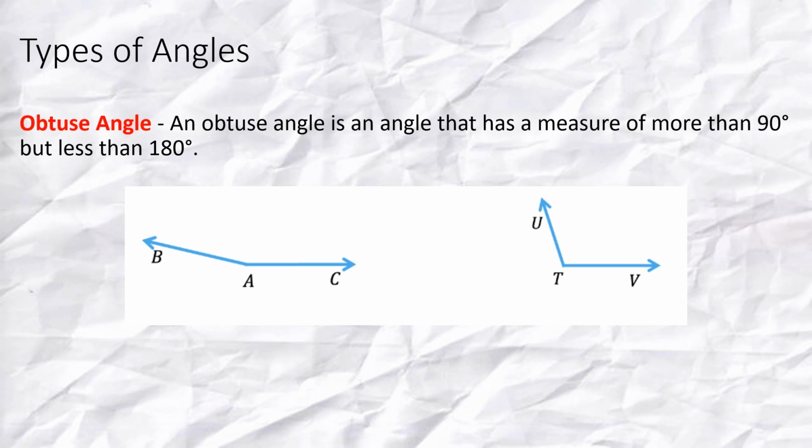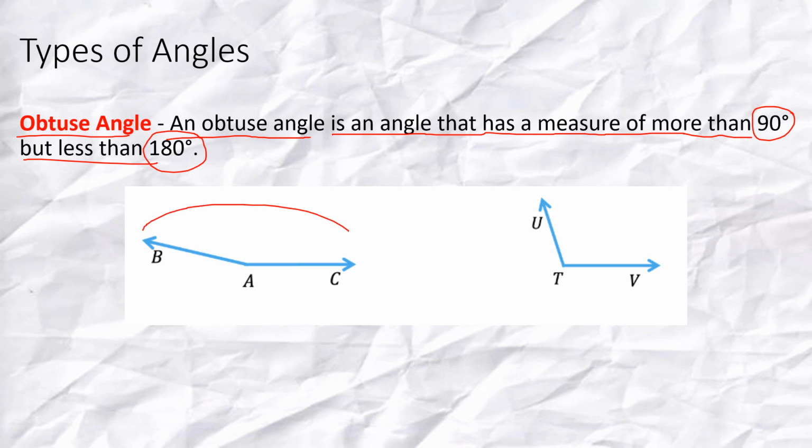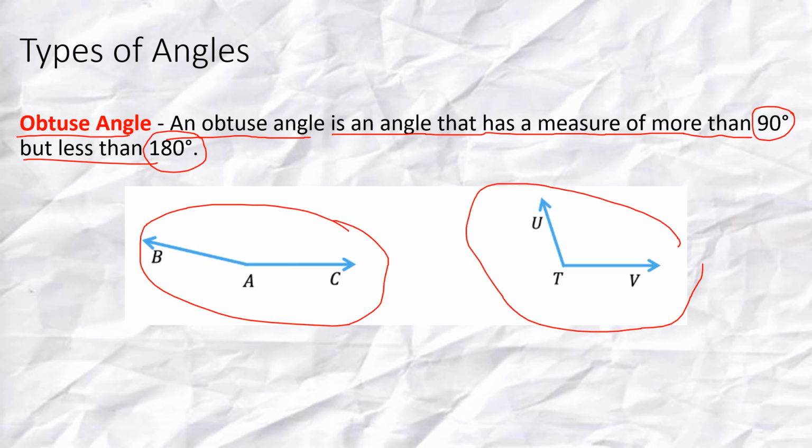Next, the other type of angle is called an obtuse angle. An obtuse angle is an angle that has a measure of more than 90 degrees but less than 180 degrees. The rays formed in these figures also form a letter V shape, but these shapes are larger than a right angle. So we can conclude that angle BAC and angle UTV are considered obtuse angles.